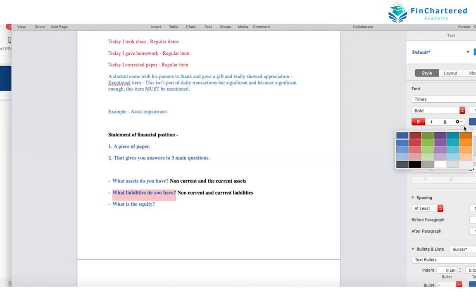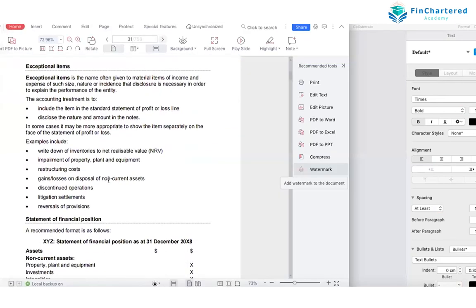I can prove it to you by showing you the textbook. But again, it's a simple piece of paper that gives you answers to three main questions. What assets do you have? What liabilities do you have? And what is the equity that we have? Again, let's prove it. Let's look at the textbook.